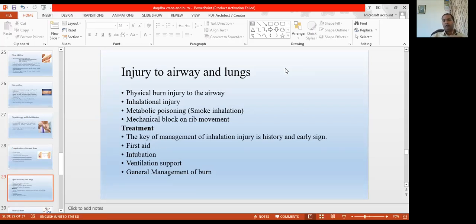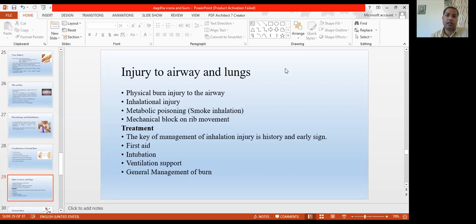And if the patient somehow gets stuck in a closed room where there is smoke, that we discuss in Ayurveda as Dhumopaghata, when somebody is stuck in smoke and has inhaled so much smoke, that causes metabolic poisoning, because we know that smoke has much carbon monoxide.